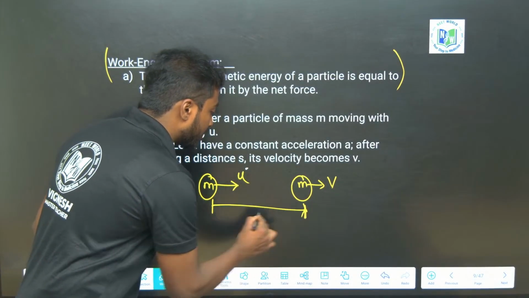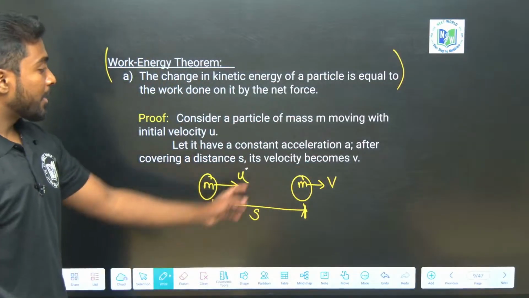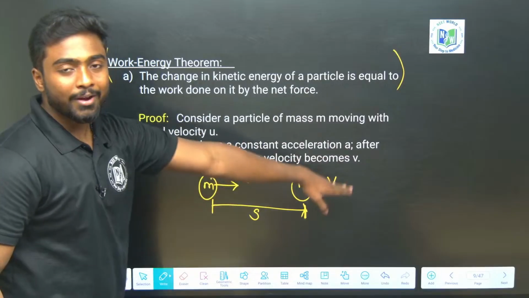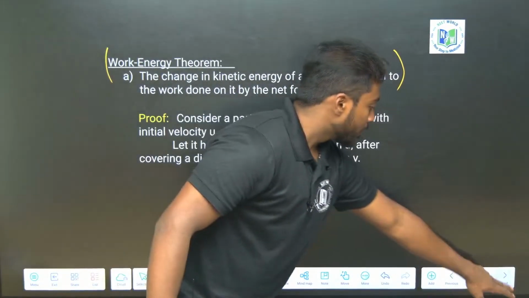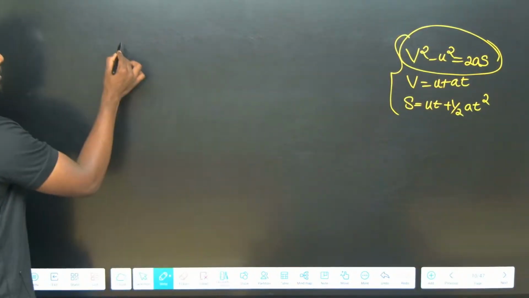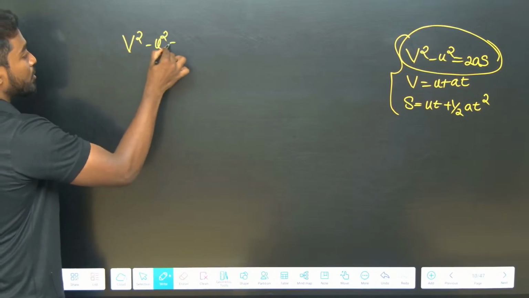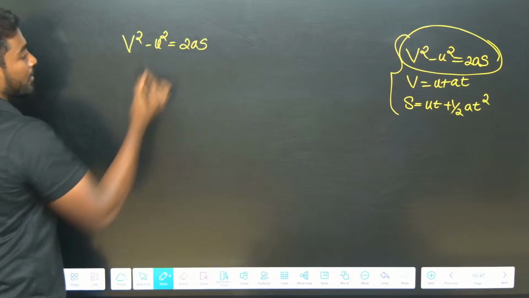This is the distance s or displacement. The velocity becomes v. Initially u, finally v. Now I will consider one of the kinematic equations, v square minus u square equals 2as.